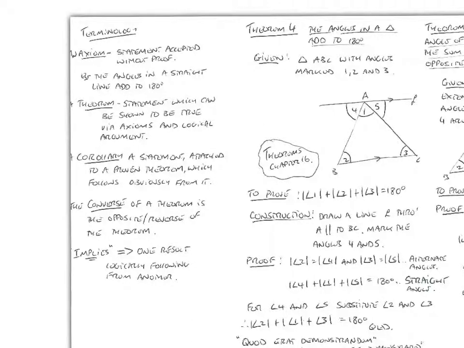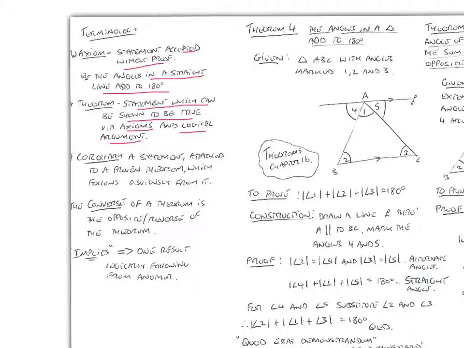Okay, let's look at theorems and the terminology associated with theorems. Well, an axiom is a statement accepted without proof. So the angles in a straight line add up to 180. We just accept that axiom. A theorem, on the other hand, is a statement which can be shown to be true via axioms and some logical argument.